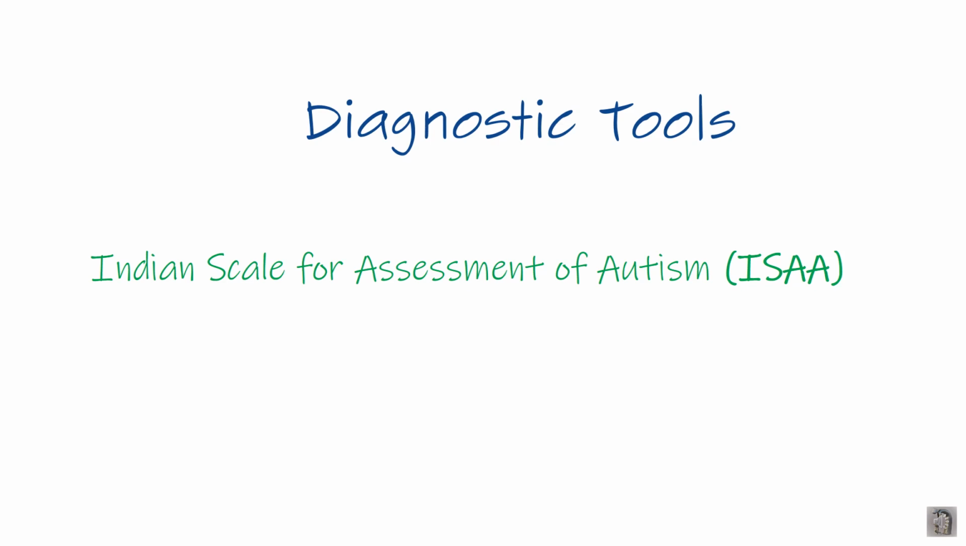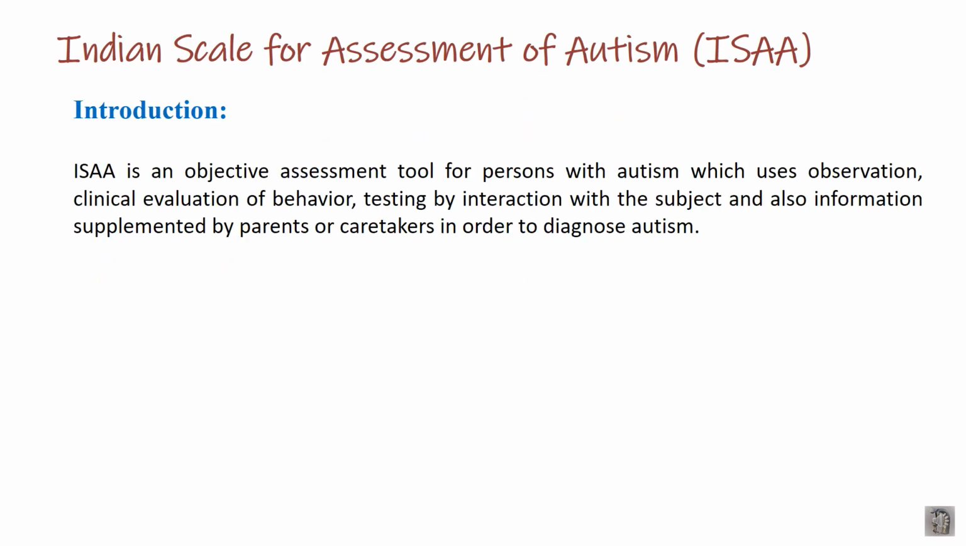So let's start and understand what ISAA is first. ISAA is an objective assessment tool for persons with autism which works on three modalities: observation, clinical evaluation of behavior, and testing by interaction. So that is very important. You have to observe directly, understand the behavioral issues, and then interact with the child. Information can also be taken from the mother, father, grandparents, caretakers, or any other stakeholder working for the welfare of that particular child.